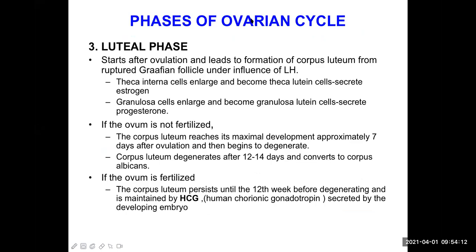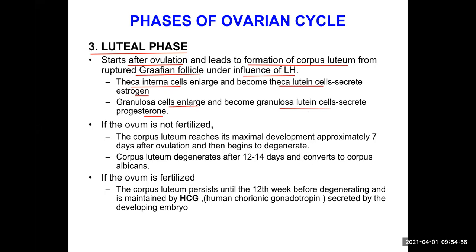Now, what is the third phase? That is the luteal phase. Luteal phase is the synthesis of corpus luteum and all the functions of corpus luteum after that. It starts after ovulation and leads to the formation of corpus luteum from the ruptured Graafian follicle under the influence of LH. So again, LH is responsible for that. The theca interna cells enlarge and become theca lutein cells which secrete estrogen, and granulosa cells enlarge and become granulosa lutein cells which secrete progesterone. So it still continues to secrete estrogen.